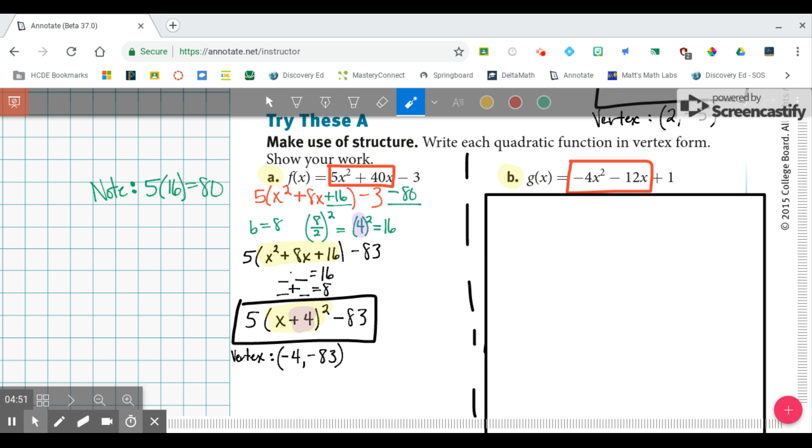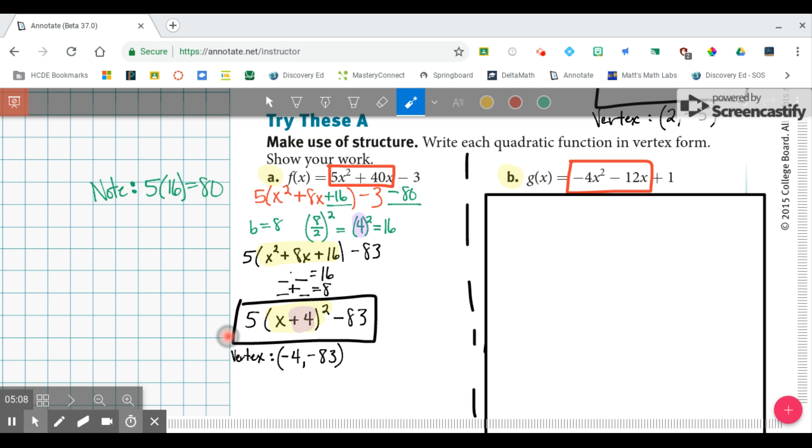We can easily solve these by figuring out what multiplies to get 16, adds to get 8. It's going to be the same number because we're going to get the same factor, so that we can write that factor raised to the second power. So we get 5, and then parentheses, x plus 4 quantity squared minus 83.